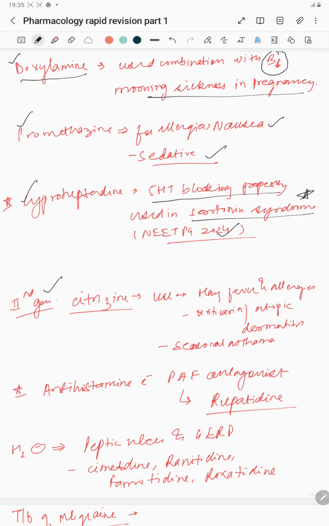Second generation antihistaminics, like cetirizine, are used in hay fever, allergies, urticaria, atopic dermatitis, and seasonal asthma as an add-on therapy. The antihistaminic which has a PAF, platelet activation factor, antagonist property is rupatadine. Now we'll move on to H2 antihistaminics, which are used for peptic ulcers and gastroesophageal reflux disease, which include cimetidine, ranitidine, famotidine, and roxatidine.